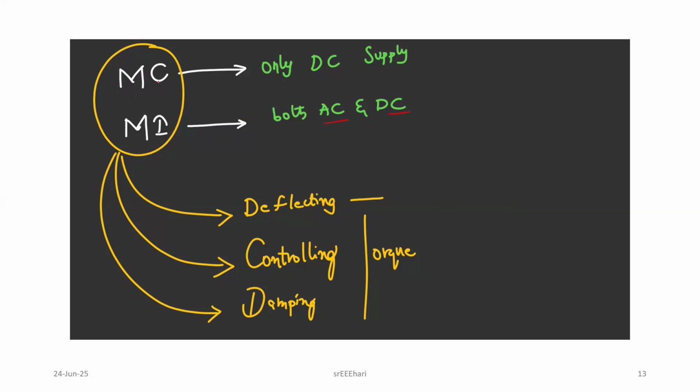From the construction point of view, we have some mandatory parts here, these three torques: deflecting torque, controlling torque, damping torque. Deflecting torque is equal to controlling torque. This is the equilibrium condition. Remember this line. This condition is the main one.